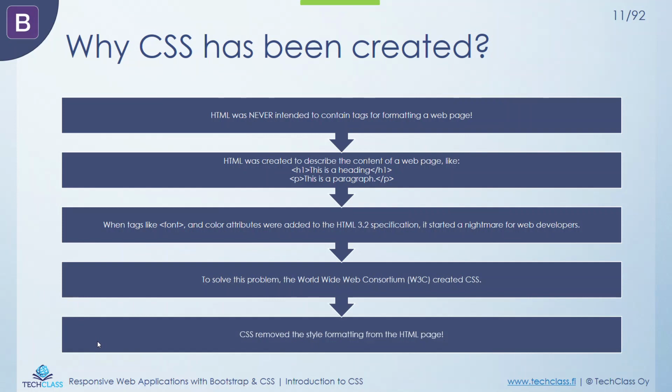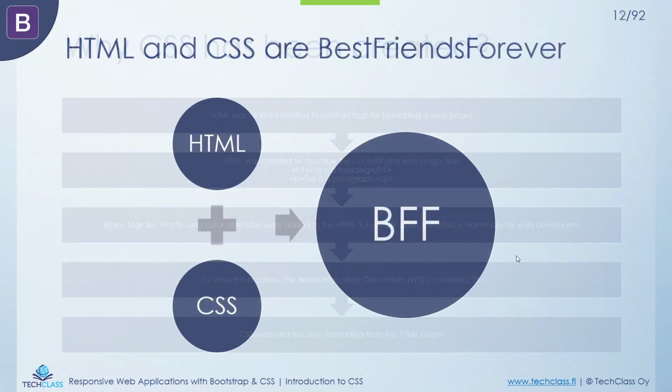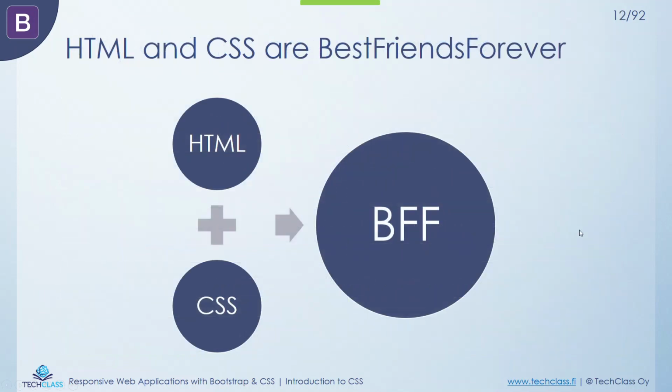And then in short, CSS removes the style formatting from the HTML page, which also makes it much easier to read an HTML page and also develop and extend it. So then we consider HTML and CSS best friends forever, because you need to use them together in order to create a page that is actually nice enough for a visitor to see and browse.